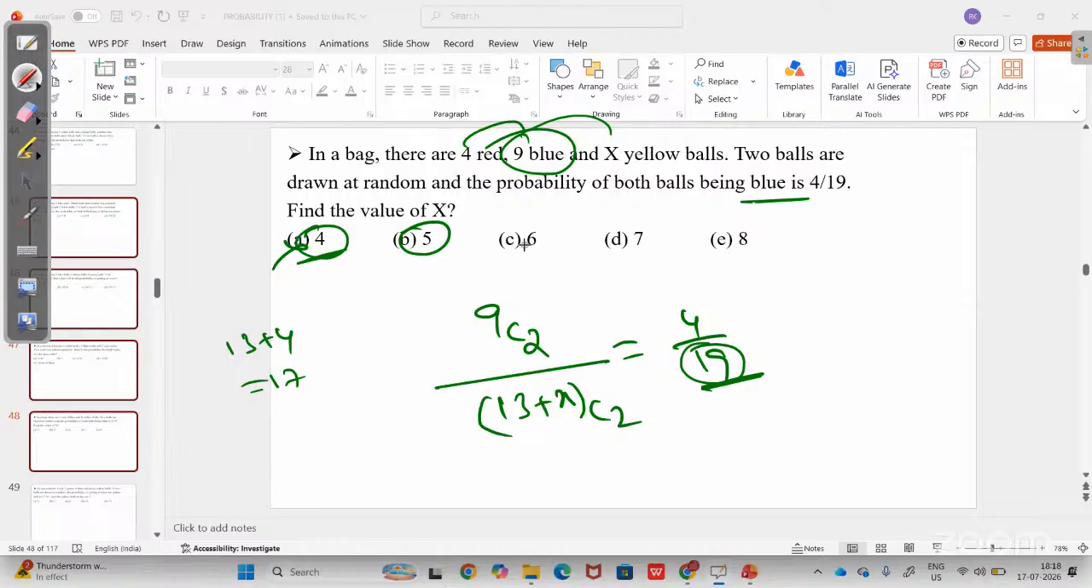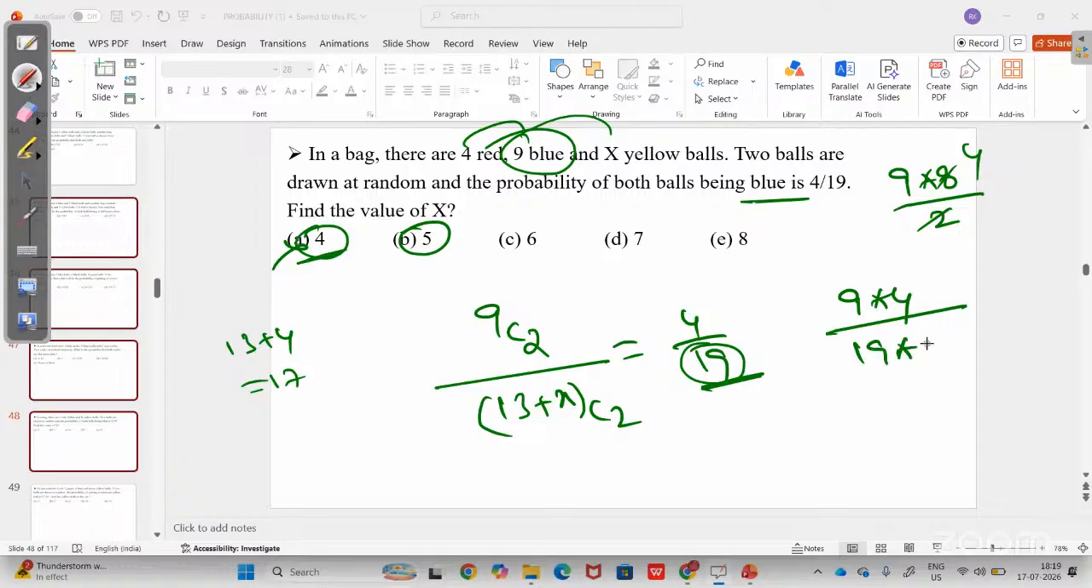If I take 6, so 13 plus 6 will be equal to 19. So 9C2 will be equal to 9 into 8 divided by 2. 2 ones are 2, 2 fours are 8. So that will be equal to 9 into 4.